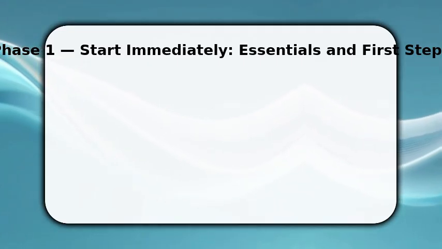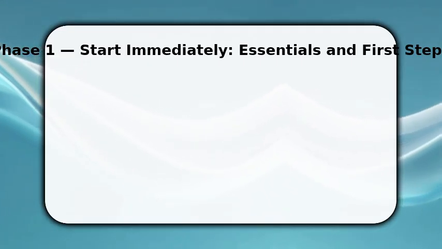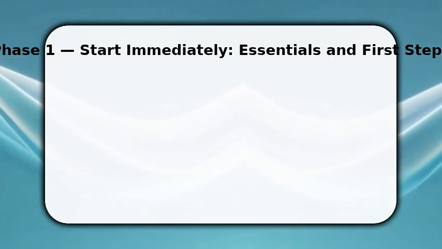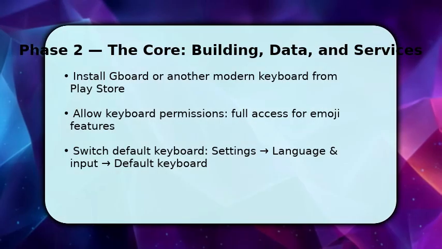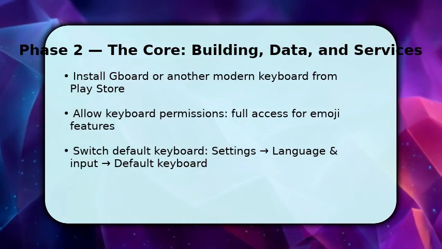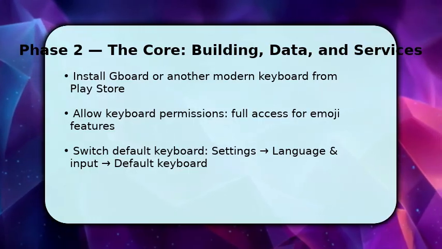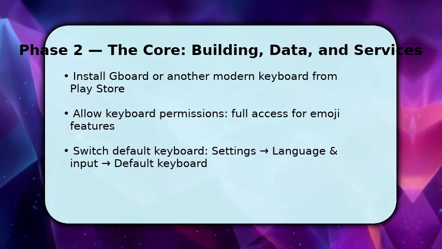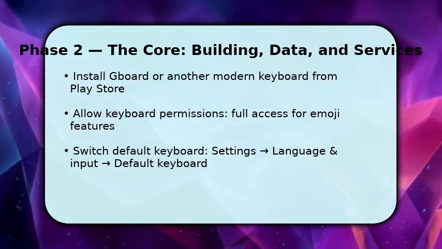You're beginning the update process rather than hunting menus later, so act now and follow the next steps to add or change emoji packs and keyboard apps. You should install a modern keyboard like Gboard from the Play Store because many emoji updates arrive via keyboard apps. After installation, grant required permissions so emoji and sticker packs work across apps.